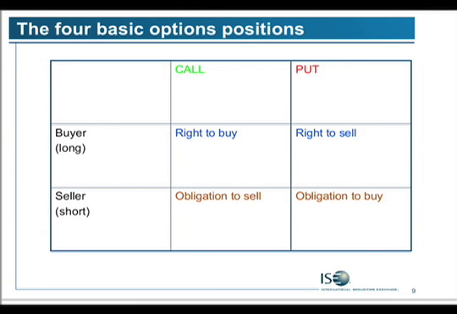Another point to think about is, do I want limited risk? If I want limited risk, I would look at this row right here. The buyer row would give me the right to either buy the exchange rate or sell the exchange rate.